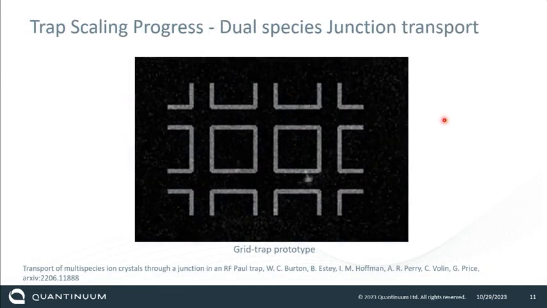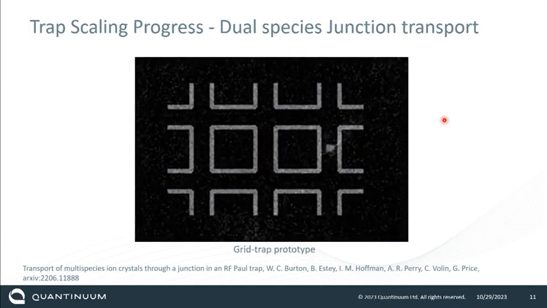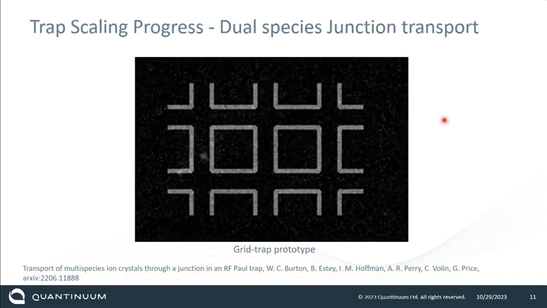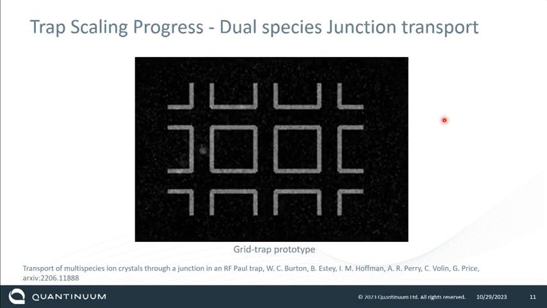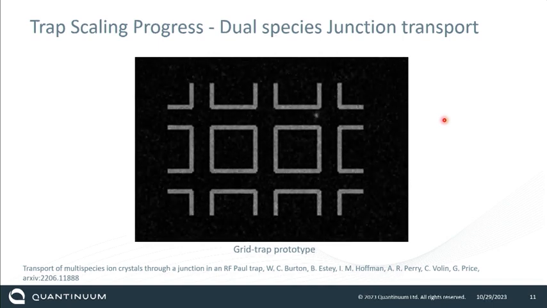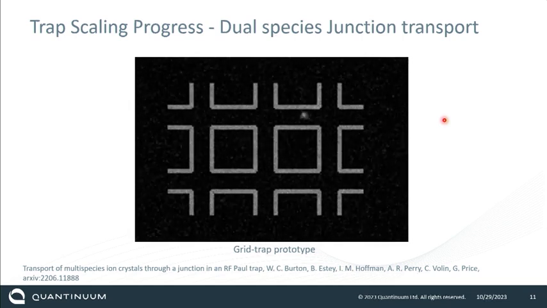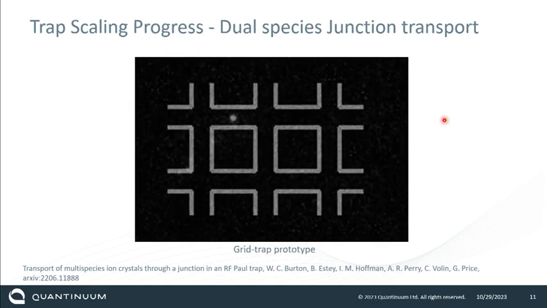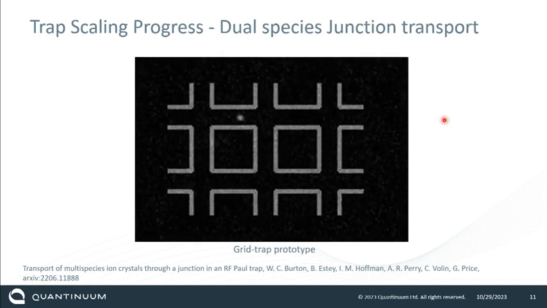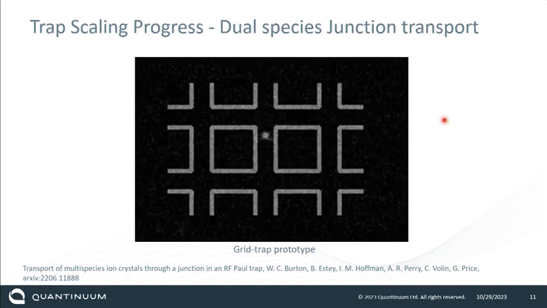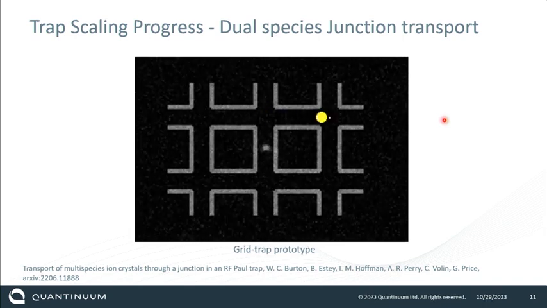We have recently this year been able to demonstrate this. So this is an actual picture from the lab of one of our test beds where we're able to show dual species junction transport. Dual species means I have an ion that's a qubit and an ion that's a cooling ion, and I'm moving them around this grid as you see here. Only one of the ions is illuminated with lasers. So yeah, we are well on our way to demonstrating how we can scale up this architecture. And we affectionately call this Pac-Man.